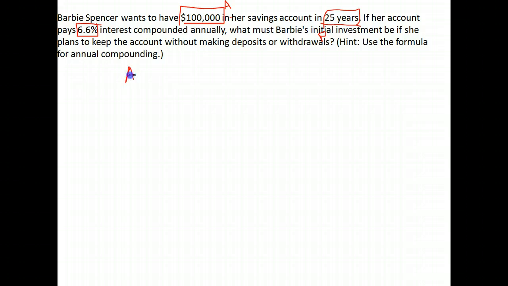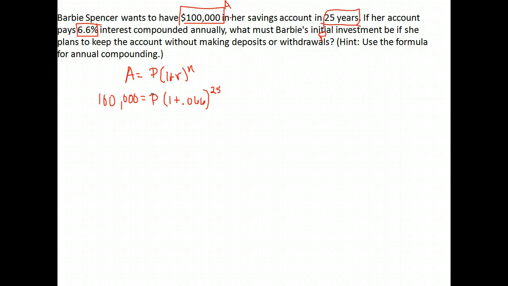Okay, so we start with our original formula again. And we fill in the information we know. This time we know she wants the amount to be $100,000 when she's done. We don't know how much she's putting in, so we just put a P there. In here we have 1 plus the rate was 6.6%. So if we move the decimal over, we get 1.066. And the number of times is 25. It's in there for 25 years.